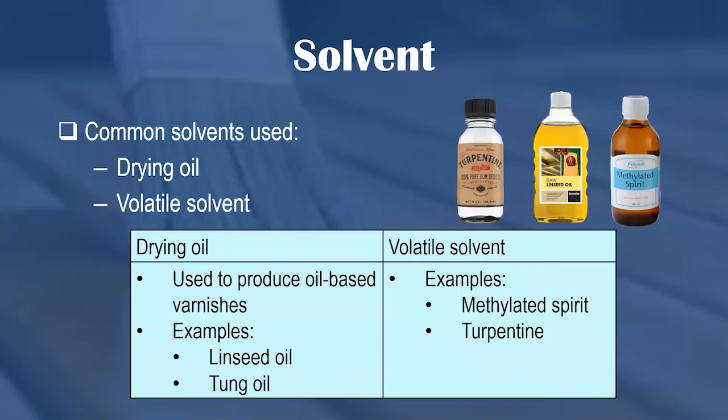Next we have solvents. For the solvent used in varnish, there are two common types. They are drying oil and volatile solvent. Drying oils are linseed oil and tung oil. For volatile solvent, we have methylated spirit and turpentine.